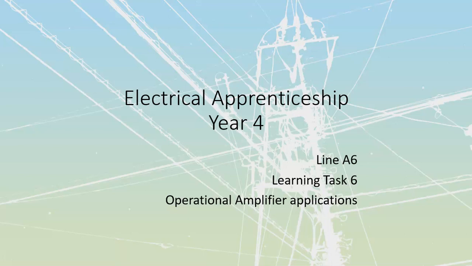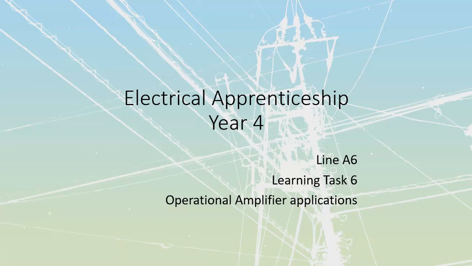All right, line A6, learning task 6, we're going to talk about operational amplifier circuits and common ways that we are going to use them. We started out by talking just about what an op-amp is, that it's going to be able to take in small amounts of voltage, and then it's going to be able to switch them out to much larger amounts of voltage on our output.